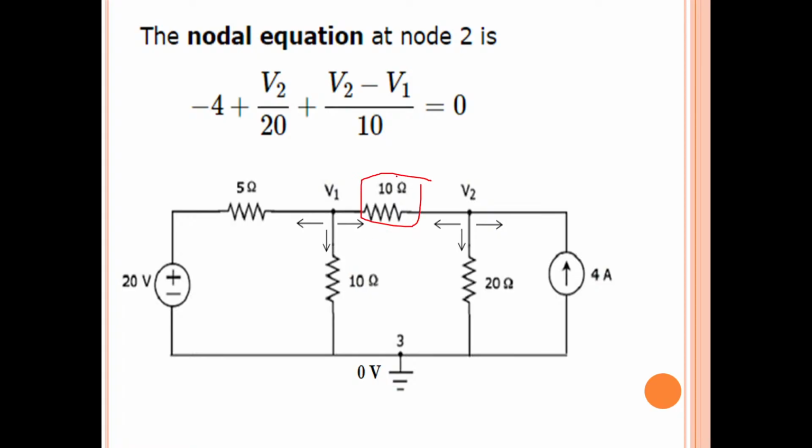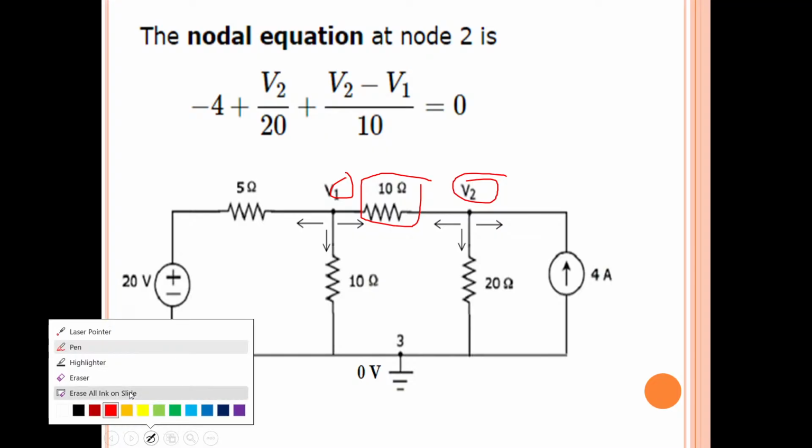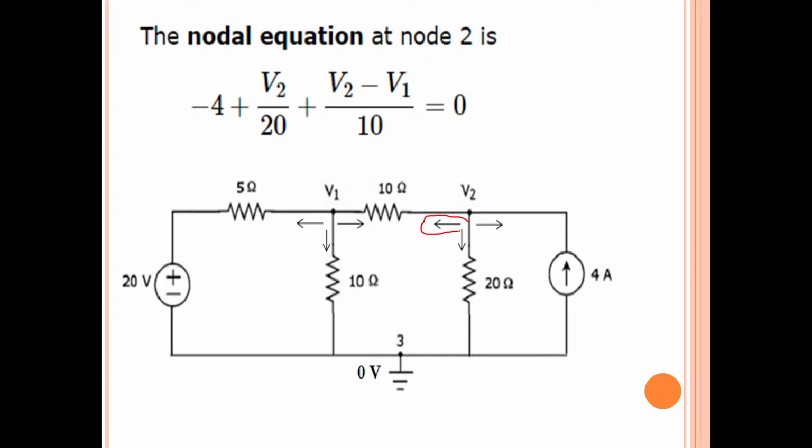What is that branch that is connected to node 2? This branch. What is the resistance? 10 ohms. And the voltages across this branch are what? V2 and V1. So V2 minus V1 by 10, because current is flowing from V2 to V1, isn't it? According to my assumed current direction, current is flowing from V2 to V1. So minus 4 plus (V2 minus 0) by 20, that means V2 by 20, plus (V2 minus V1) by 10 equal to 0.